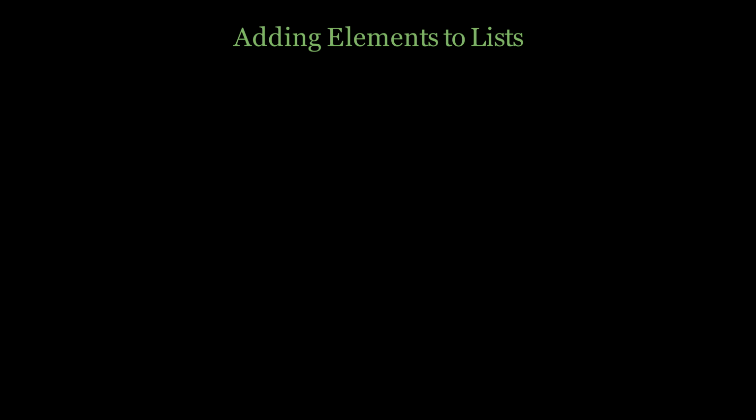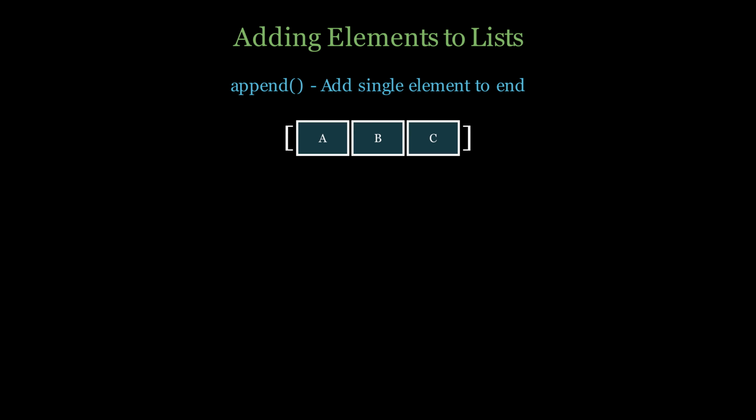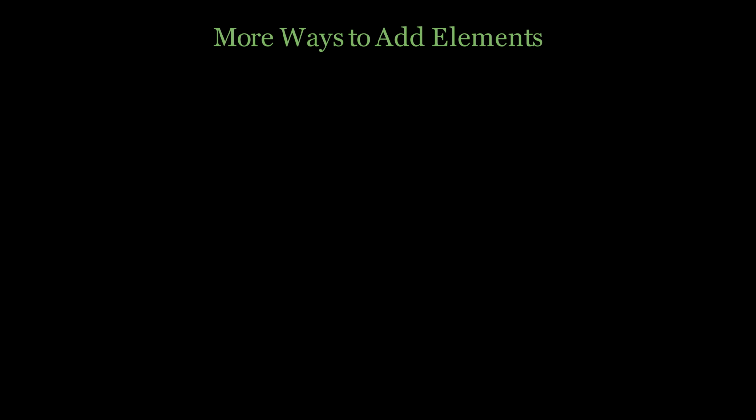Lists are mutable, meaning we can modify them after creation. Let's explore different ways to add elements to lists. The append method adds a single element to the end of the list. Let's see this in action. We append the element D to our list.